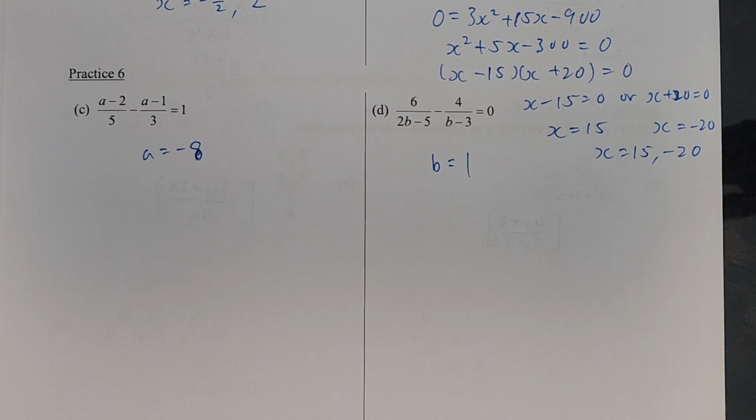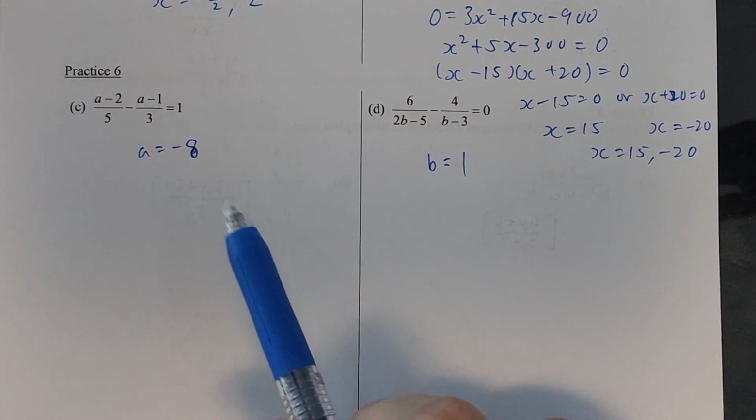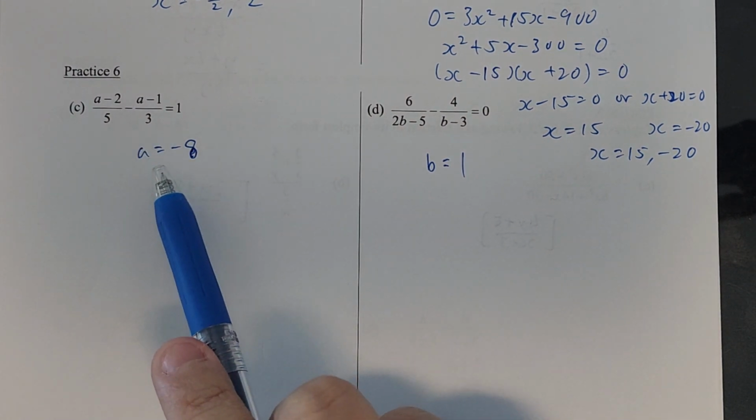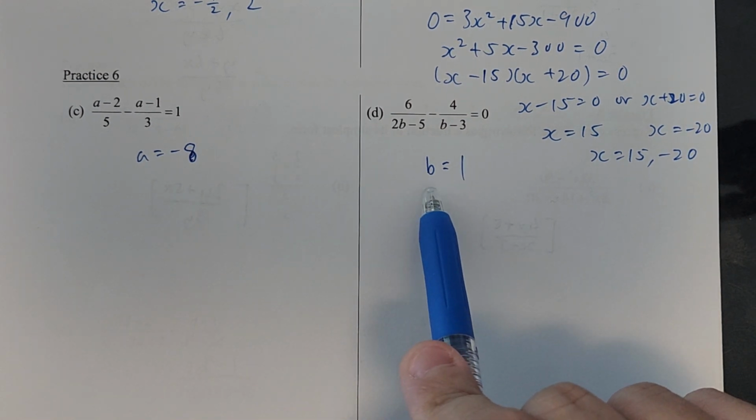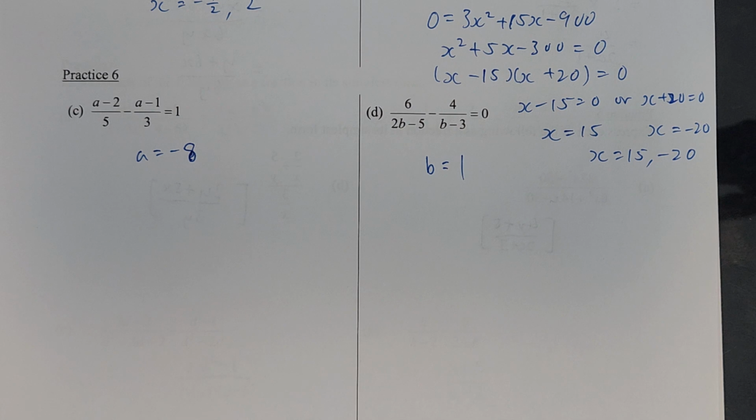Okay, this is for chapter 6 on algebraic fractions. This is on page 14 of the notes, solving algebraic equations. So this is on practice 6. The answer is a equals negative 8 and the other one is b equals 1.